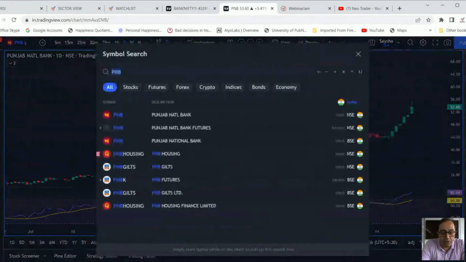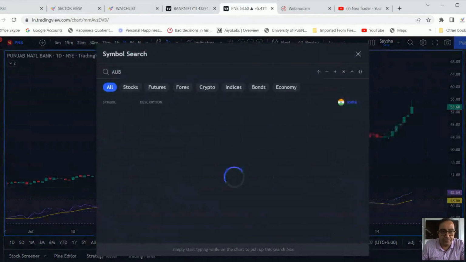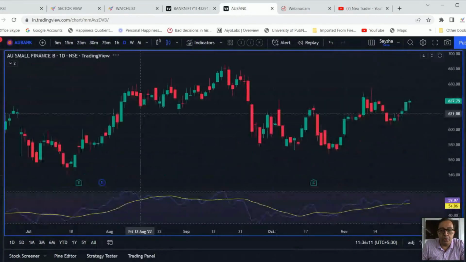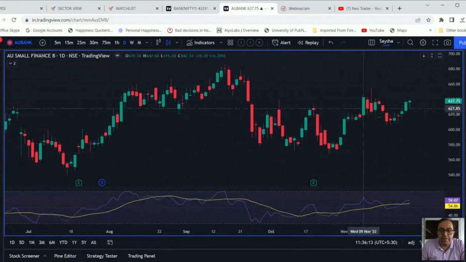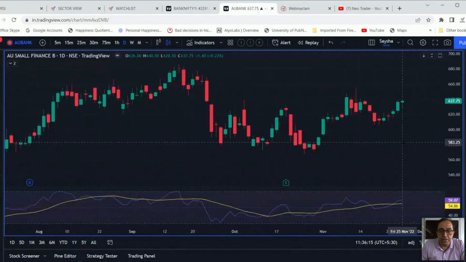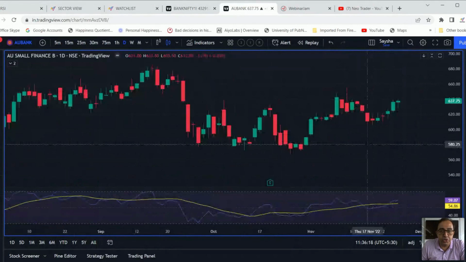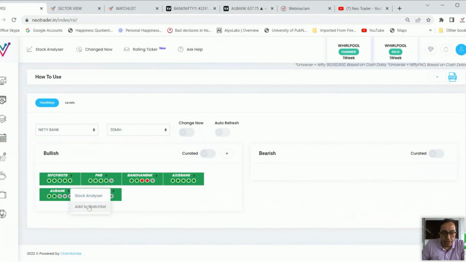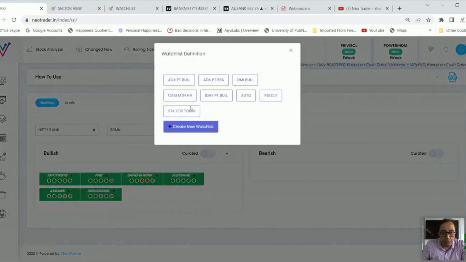While if you take a look at AU Bank, you can note here that the trends are just developing. So if there is a movement in the stock, AU Bank would be a better candidate. So what I'm going to do now is add this stock to a watch list. I click on this AU Bank and then add this stock to my watch list.